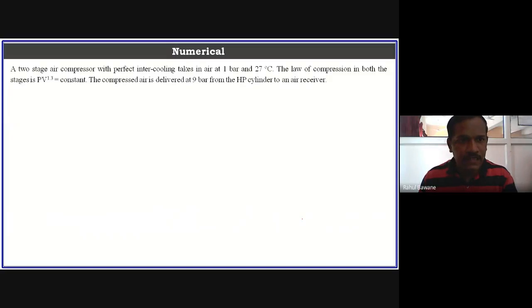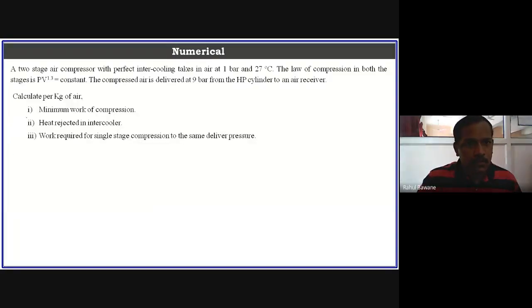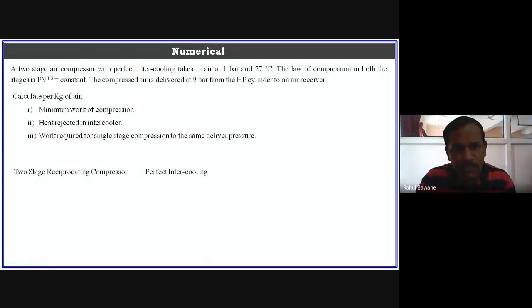So, first numerical: 2-stage air compressor. So the number of stages is 2 with perfect intercooling. Remember, these words are very important. A 2-stage reciprocating compressor, perfect intercooling, takes in air at 1 bar.